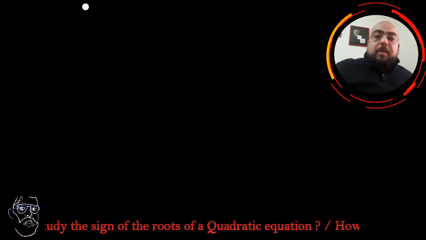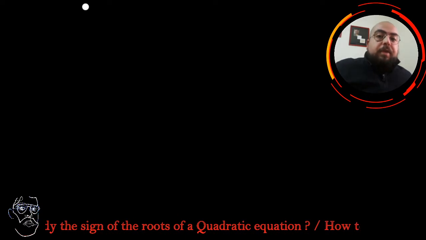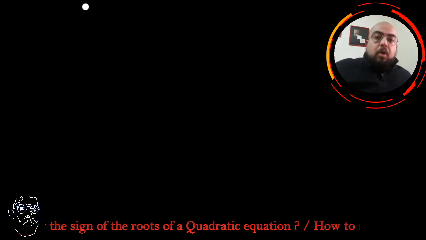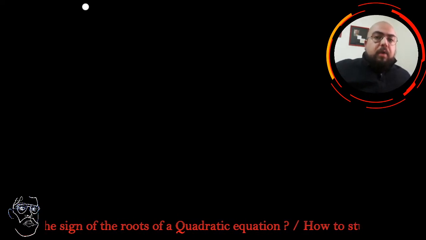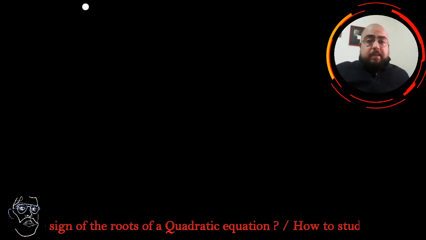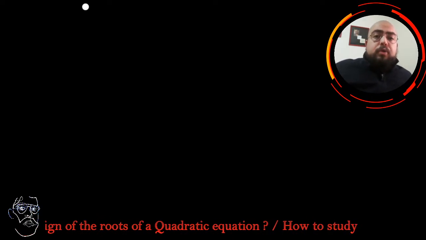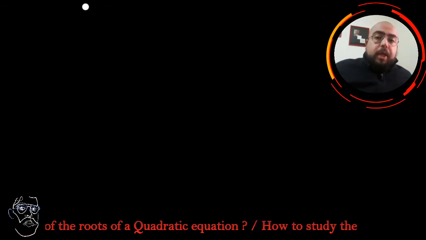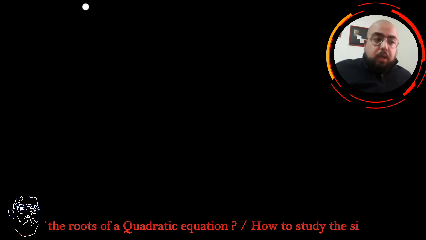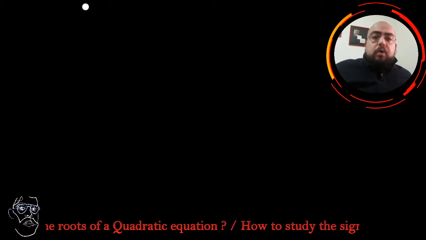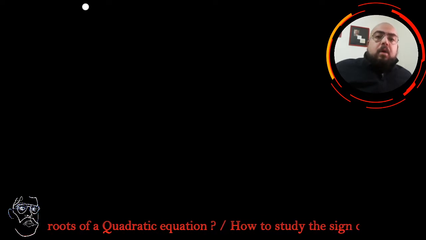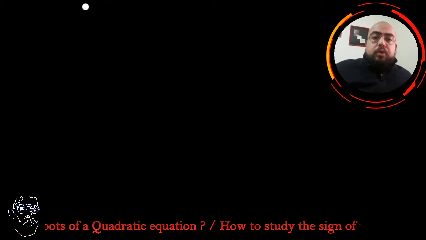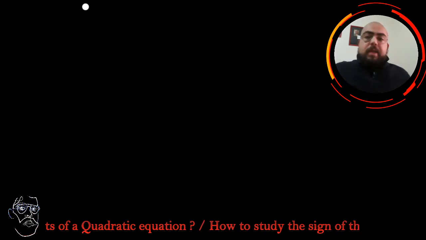Today I'm going to talk about how to study the sign of roots of a quadratic equation. Whenever we have a quadratic equation and it has roots, how am I supposed to find the sign of roots without calculating them? We need to check the sum and the product. In the previous video I already talked about the sum and product, so we're going to use it also in this video. So let's start.